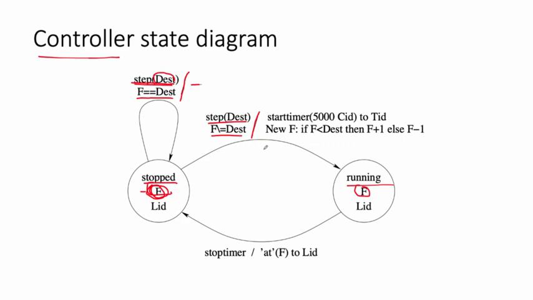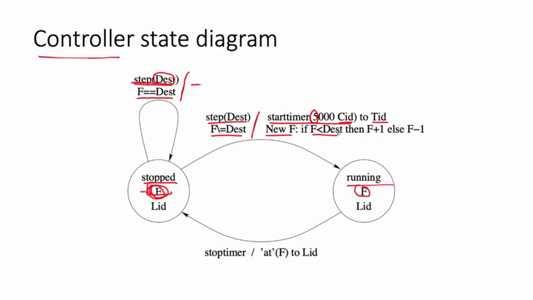It has to start the motor. In real life, it would have to start the motor and move up or down. We're going to simulate that by a timer. We're going to start a timer, and we're going to make the timer go 5 seconds, 5,000 milliseconds. CID is the controller ID. It sends to a timer, and then it starts the timer, and it also defines a new floor that it's moving to. So if it's at floor 5 and it moves up, it will go to floor 6. If it's at floor 5 and it's moving down, it goes to floor 4.